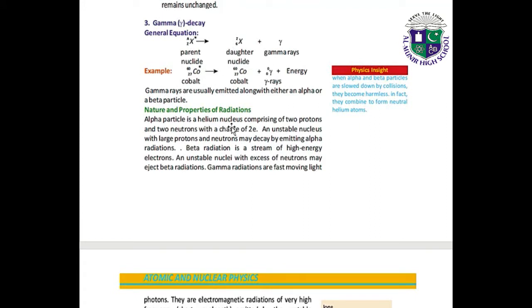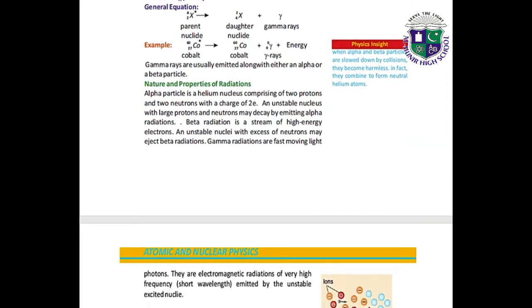Alpha particle is a helium nucleus comprising of 2 protons and 2 neutrons. An unstable nucleus with large protons and neutrons may decay by emitting alpha radiations. Beta radiation is a stream of high energy electrons and gamma radiations are fast moving light photons.